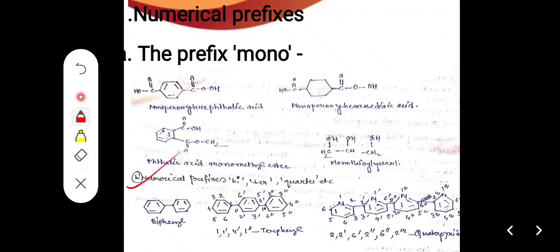Next one, numerical prefixes bi, tri, and quadri are also used. Bi is used when the functional group is present 2 times. Tri means 3, and quadri means 4. Bi means 2 times, tri means 3 times, and quadri means 4 times. There are some examples.